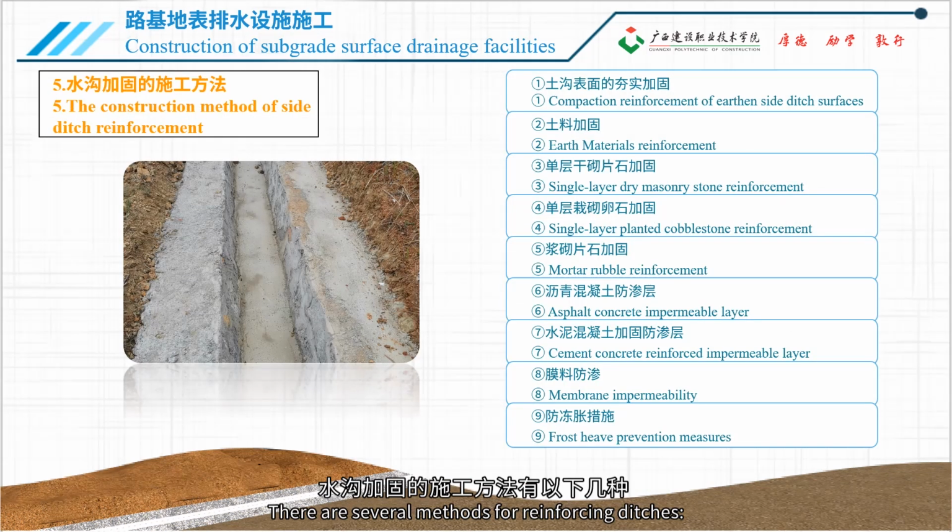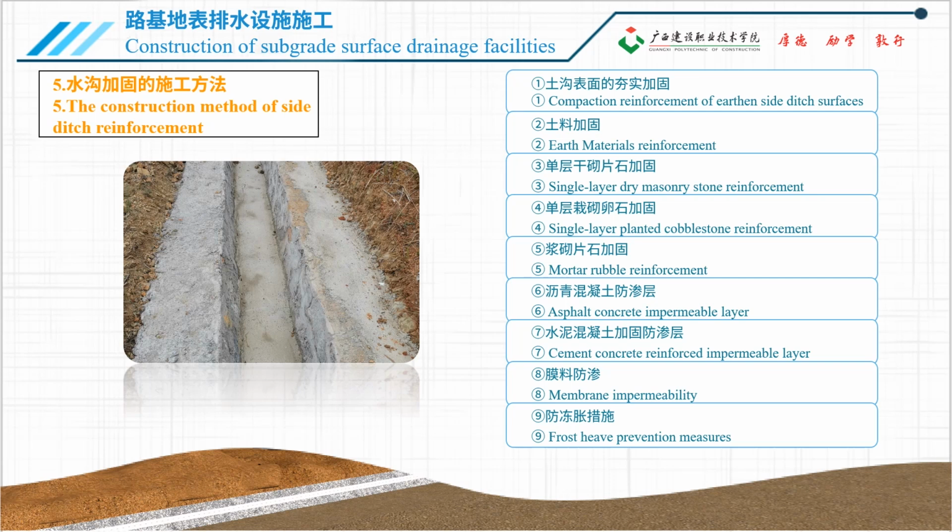There are several methods for reinforcing ditches. 1. Compaction reinforcement of the surface of earth ditches. 2. Earth materials reinforcement. 3. Single-layer dry stacked stone reinforcement. 4. Single-layer planted cobblestone reinforcement. 5. Mortar rubble reinforcement. 6. Asphalt concrete impermeable layer. 7. Cement concrete reinforced impermeable layer. 8. Membrane impermeable. 9. Frost heave prevention measures.